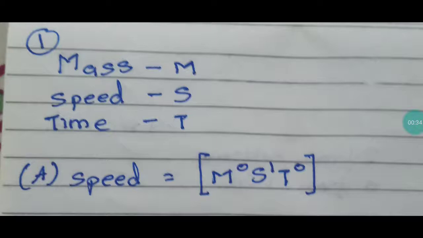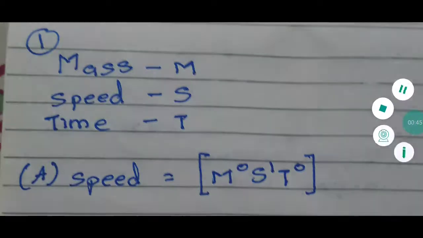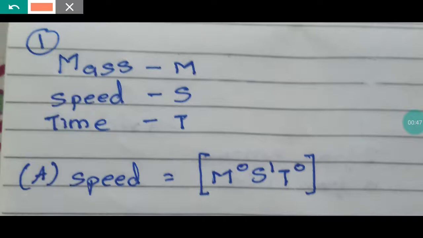Mass 0, speed s, speed is there, so the power of s will be 1, and time will be 0. Okay, as only speed s is there, s will have power 1, and all the other fundamentals like mass and time, their powers will be 0. Okay, this is question 1a.